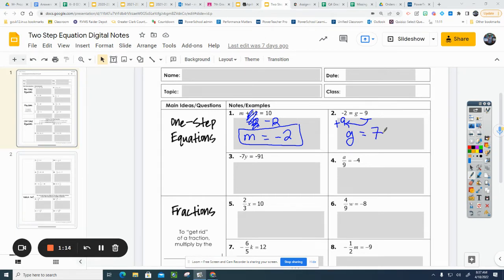I see there was some use of calculators here. This means negative 7 times y. So how do I move the negative 7 over? Divide by it, or you can say times negative 1/7, because a fraction is just division. And 91 divided by 7 is, thank you to this person who finished it.